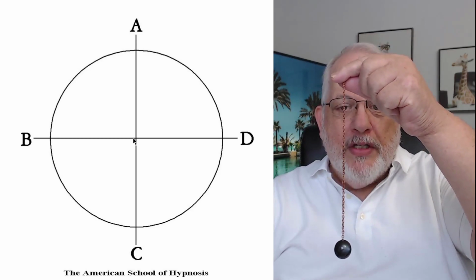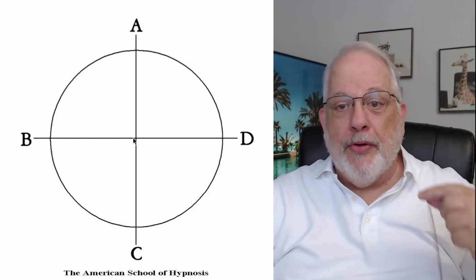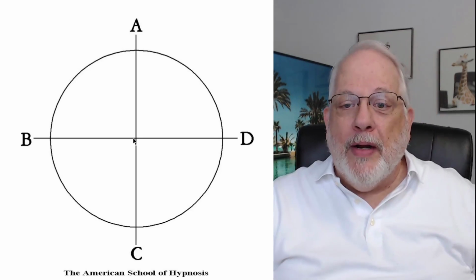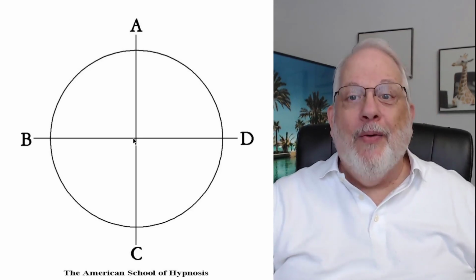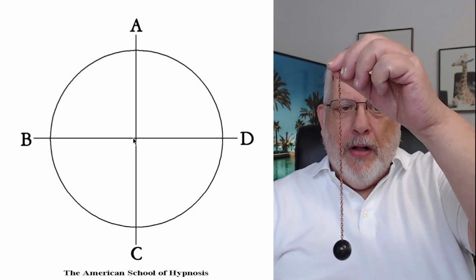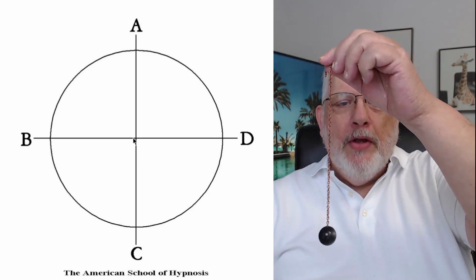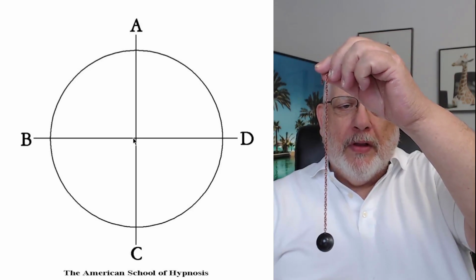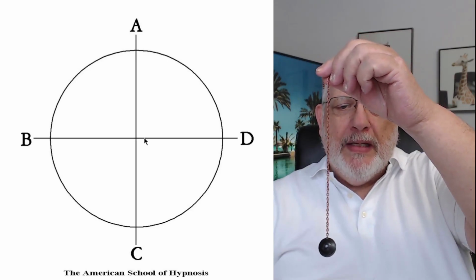What I want you to do is just use your imagination through this whole demonstration. Don't look at me, concentrate on what you're doing. Use your imagination and let whatever happens happen, right? As you have your ball right here over the X, I want you to imagine the pendulum swaying back and forth, left and right, from B to D.